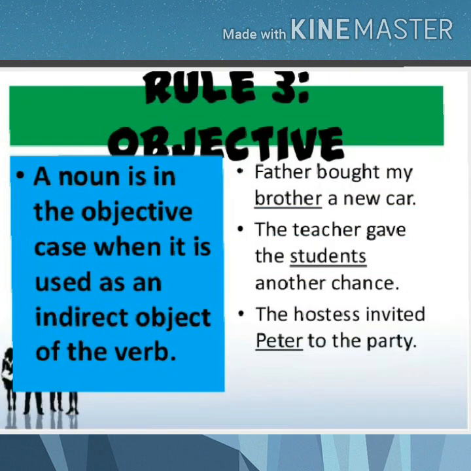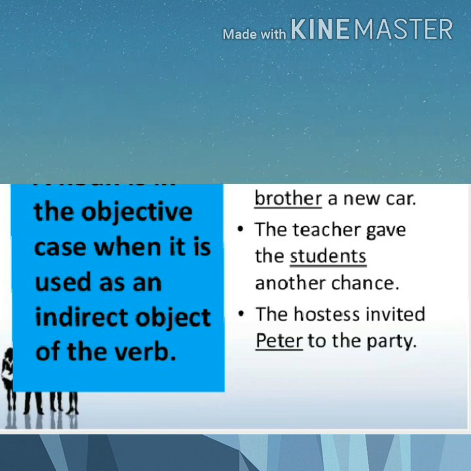Here is rule number 3. A noun is in the objective case when it is used as an indirect object of the verb. For example, father bought my brother a new car. The teacher gave the students another chance. The hostess invited Peter to the party. Here the underlined words are the indirect objects of the verb.